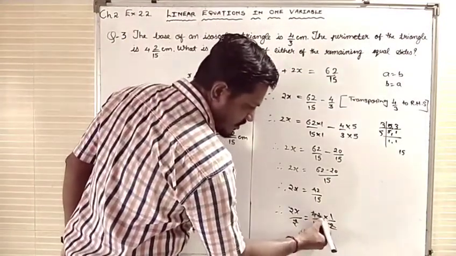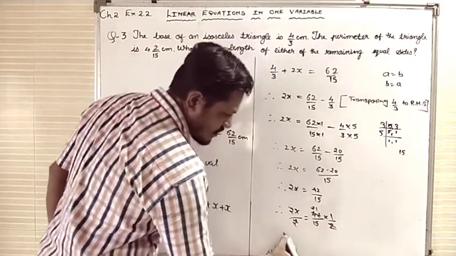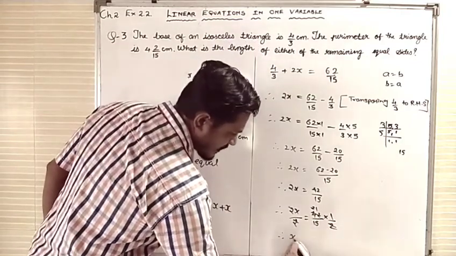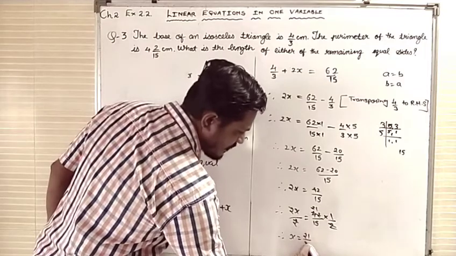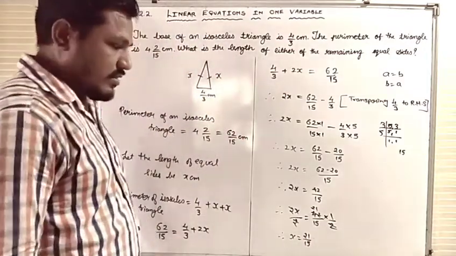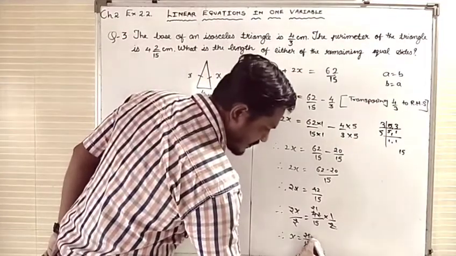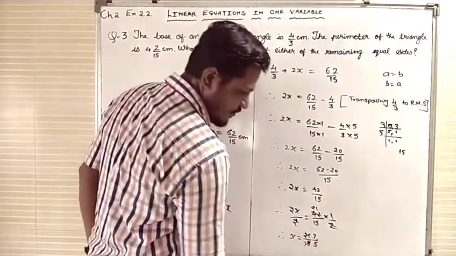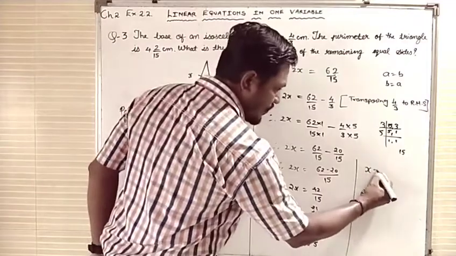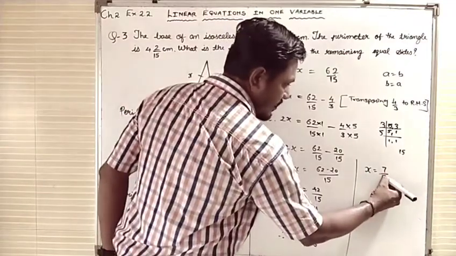Cancellation is possible, yes. Two 21s are there. At the end, what is left? X equals 21 by 35. Now reduce if it is possible. Yes, it is possible. Three 5s are and three 7s are. That means the value of x is 7 by 5.